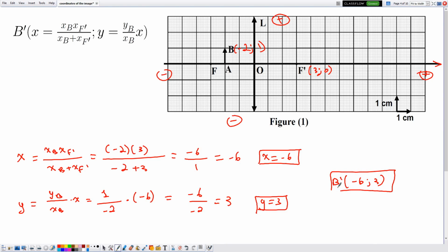Okay, so now let's locate the point B' before tracing the image. So -6 means that we need to count 6 divisions backwards, so 1, 2, 3, 4, 5, 6. And 3 means that we need to count 3 divisions upwards, so 1, 2, 3. So this is the position of the point B'. Now let's erase everything, because I repeat that this must not be a part of the answer, so either we erase it or we do it on the scratch.